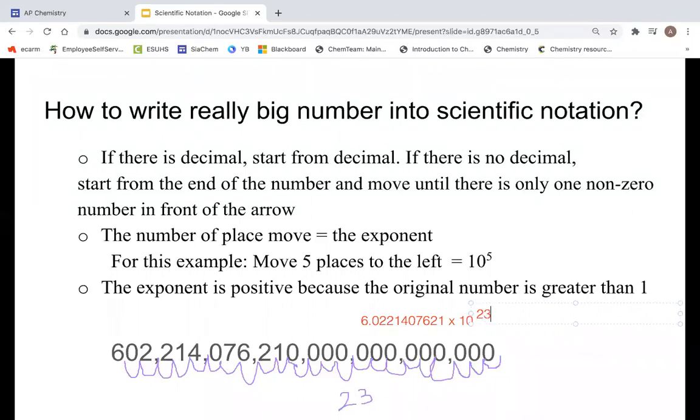Now I'm going to teach you how to tell the difference between a positive exponent and a negative exponent. A positive exponent is when you move from a really, really big number to a small number. So for example, look at the original number. Is the original number bigger or smaller than 6? The original number is bigger than 6, so therefore this is a positive exponent. That's how you can tell. All right, hopefully that makes sense. Let's move on.